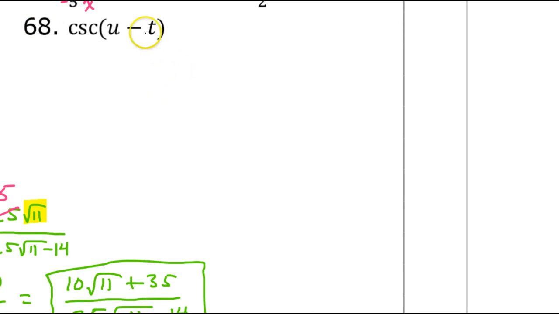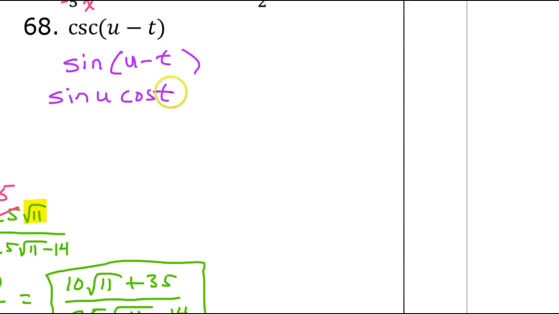Let's do one more. This time they're asking us for cosecant. We know that cosecant is the reciprocal of the sine function, so our strategy will be first go ahead and find the sine of this expression, and then whatever we get, we'll just do the reciprocal. So let's start by doing the sine of u minus t. Now the formula for sine of something minus something, it goes sine cosine minus cosine sine. So this will be sine u cosine t minus cosine u sine t.